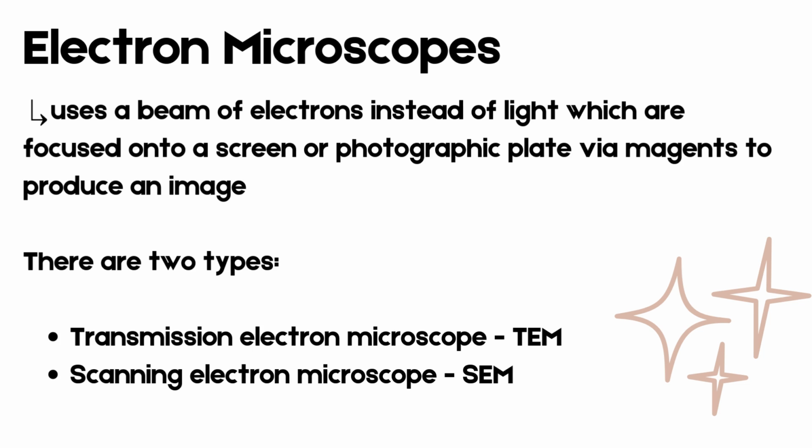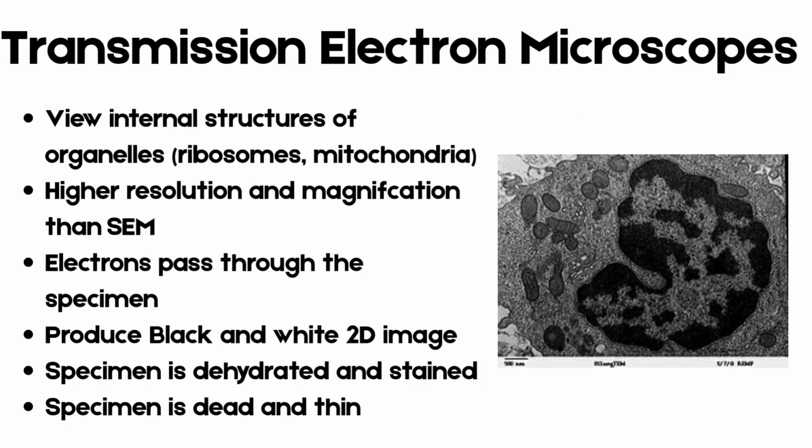Unlike light microscopes, these are more expensive and require expert skill to use. First, we have the transmission electron microscope. This is the one we use when we want to see inside cells. For example, to study organelles like mitochondria or ribosomes. It has a higher resolution and magnification than light or scanning electron microscopes, and it works by passing electrons through a dead, thin specimen to produce a black and white 2D image.